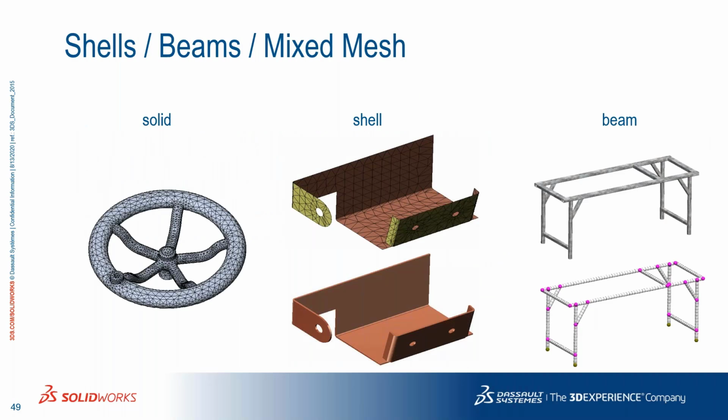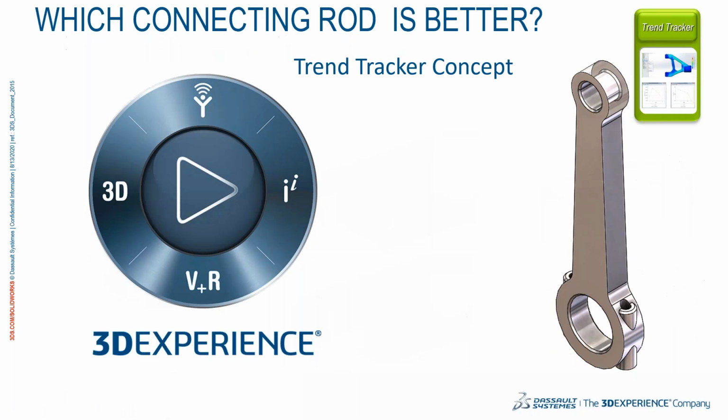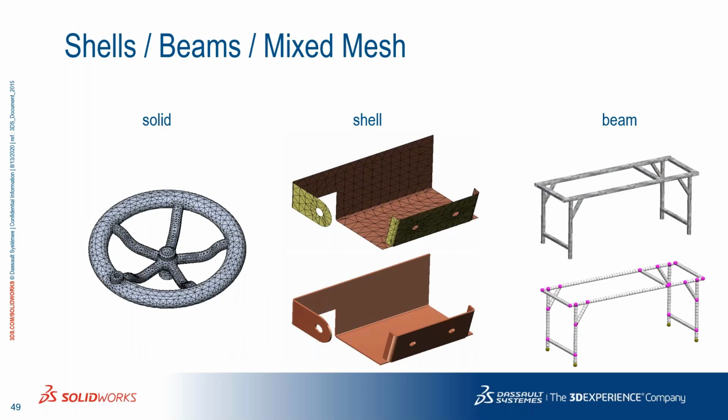I already explained that we have three different types of meshing. This is a solid mesh and a shell mesh. If a sheet metal component is there, automatically we are going to have a shell mesh, and for structural members, if they are created in weldments, they will be created in the form of beams.